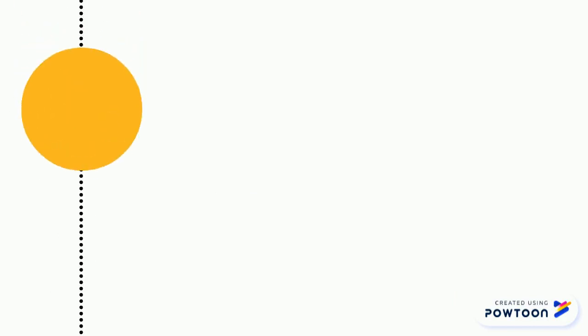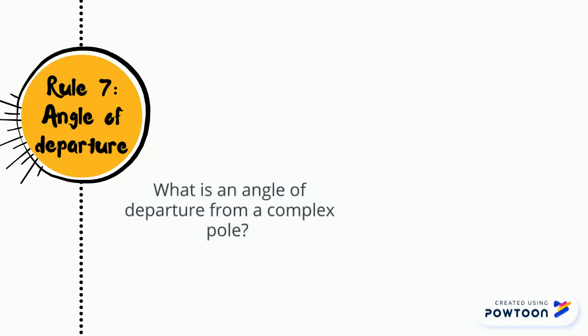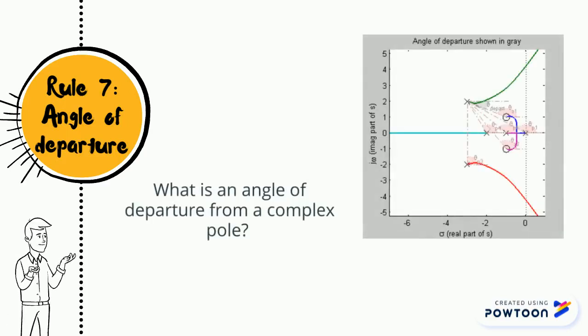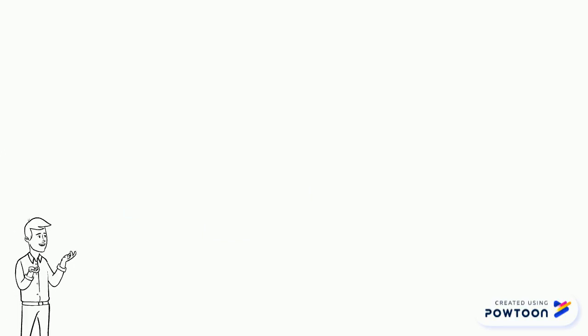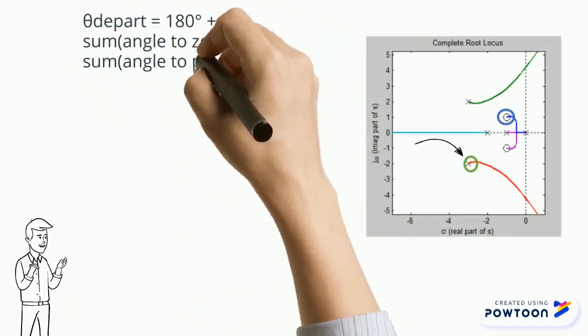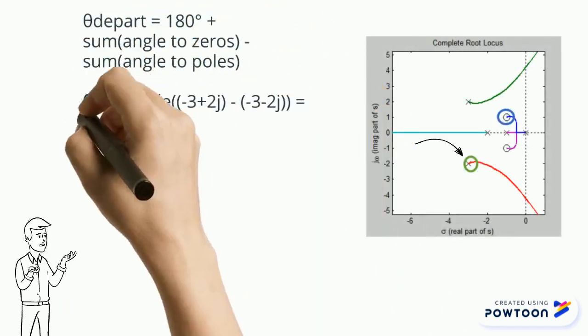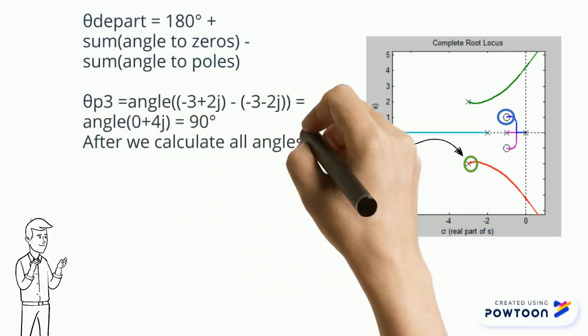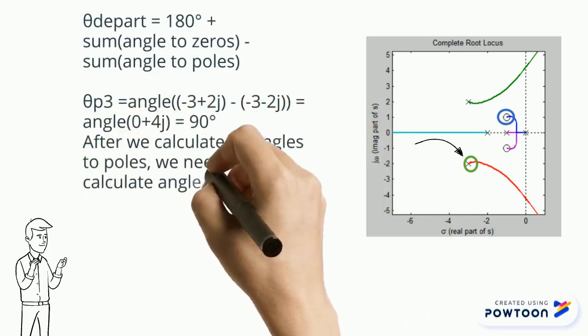Rule 7. Angle of departure. The angle of departure only occurs when we have a complex pole. We will take another example to see it since we don't have any complex poles in our previous example. First, we must know that the angle of departure is 180 plus the sum of all the angles to this particular pole to 0 minus the sum of all the other angles to this pole.